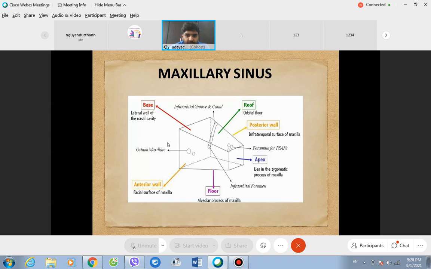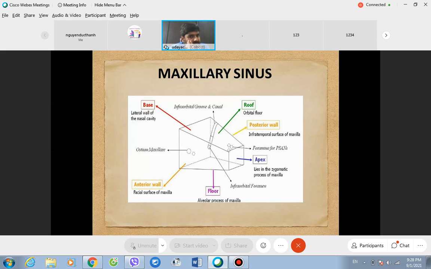And the posterior wall of the maxillary sinus forms the anterior wall to all the structures behind it. The pterygopalatine fossa, infratemporal fossa, everything goes behind the maxillary sinus. And this posterior wall forms the anterior surface of all the fossae, and it forms the infratemporal fossa surface of the maxilla. The roof forms the orbital floor.